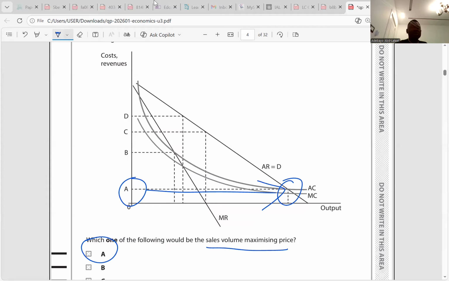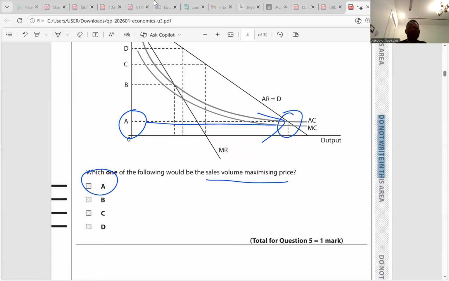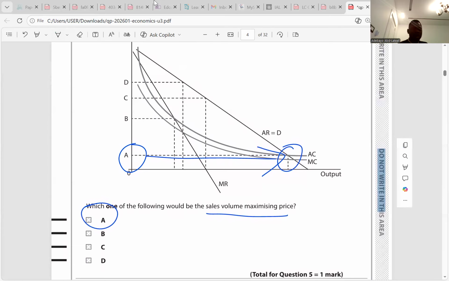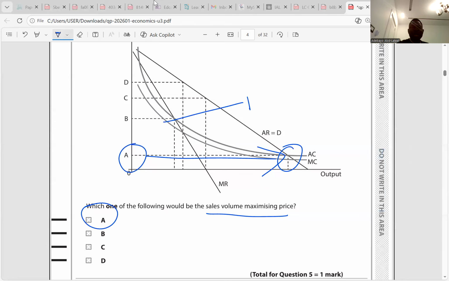But let's look at the other options given. For B, MR equals AR. Where MR equals AR, the firm cannot decide the market price because it's a perfect competition. So it's moving towards a perfect competition, which allows no firm to decide the market price. So it's not B.